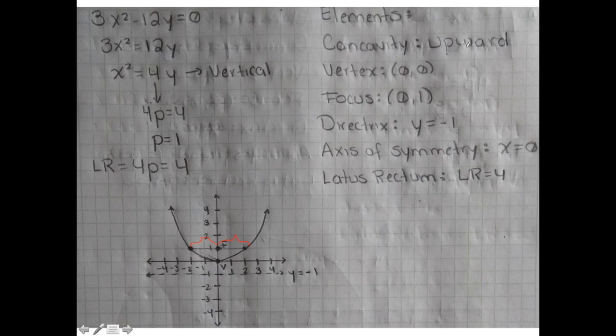So the concavity is upwards. The vertex is 0, 0, the focus is 0, 1, the directrix is y equal to negative 1, and the axis of symmetry is x equal to 0 because that's this right here, okay? The latus rectum is 4, all right? So remember, every time you have a quadratic equation, you're working with a parabola, and if you have it this way, the first thing that you would have to do is isolate x or y squared, and once you have it isolated, then you can identify it. If it's an x squared, then you're talking about a vertical parabola. If it's a y squared, then you're talking about a horizontal parabola.